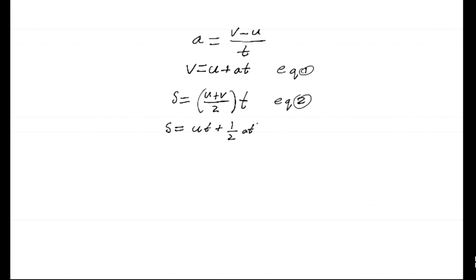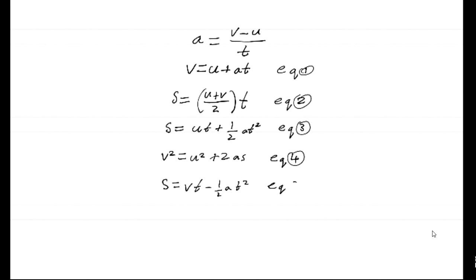I'm not giving you the proof of these equations, I'm just telling you to learn them. This equation does not have velocity in it, so that's when you can exclude the final velocity. And you have another one, which is that v squared equals u squared plus 2as. Here, time is excluded. So that's how you find it out. And one last one, though infrequently used, would be that s equals vt minus half at squared. That will be equation 5.